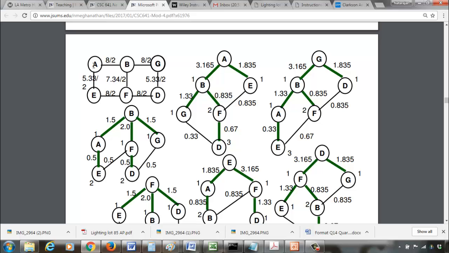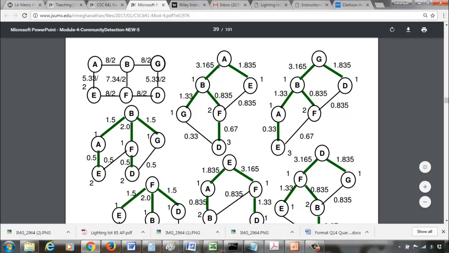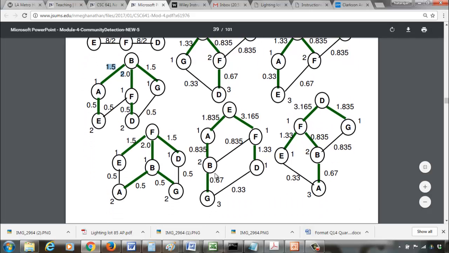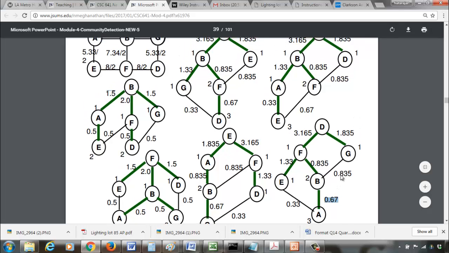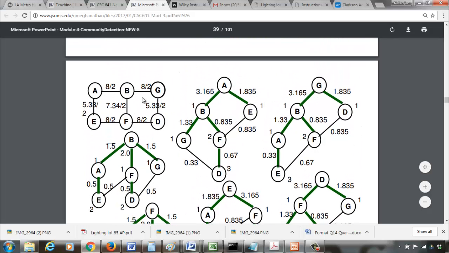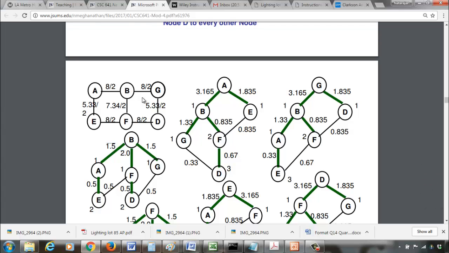So for the edge AB, we need to add up the numbers we have on each of these BFS trees. So for AB, it is 3.165 here, and AB is 1.33 here. So 3.165 plus 1.33 plus another 1.5 here, and on this we have 0.5 plus 0.835 plus another 0.67. So if we add up all these things, we get 8. Since the edges are undirected, which means bidirectional, the flow can be in both directions, so we divide this total by 2. So 8 divided by 2, which is 4, is the edge betweenness for the edge AB.